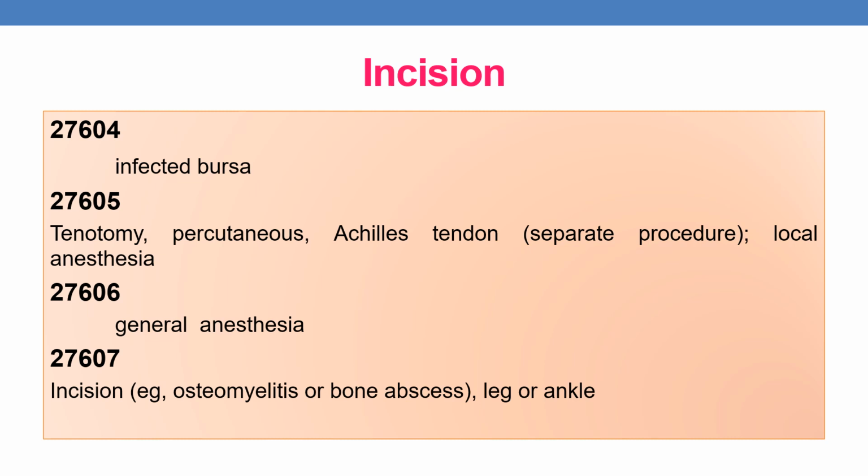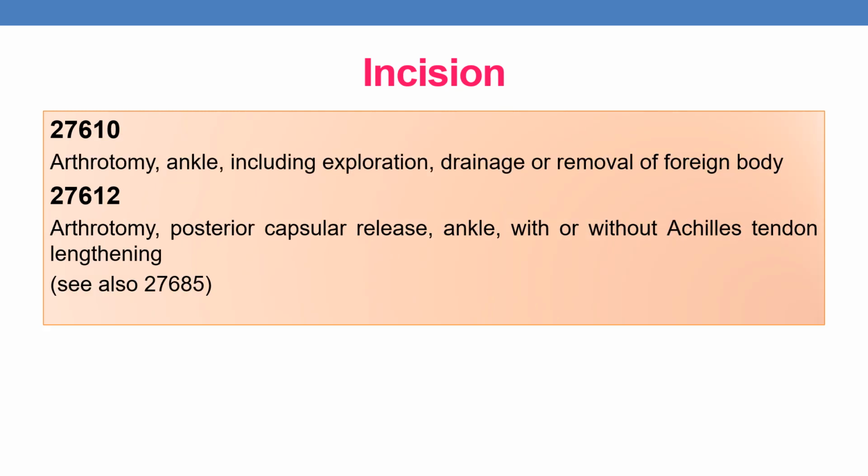The next is 27607. It deals with incision, for example, to treat osteomyelitis or bone abscess, leg or ankle. The next CPT is 27610. It deals with arthrotomy, ankle, including exploration, drainage or removal of foreign body. The next is 27612. It deals with arthrotomy, posterior capsular release, ankle, with or without Achilles tendon lengthening. And for further understanding, you need to refer one more CPT, 27685.